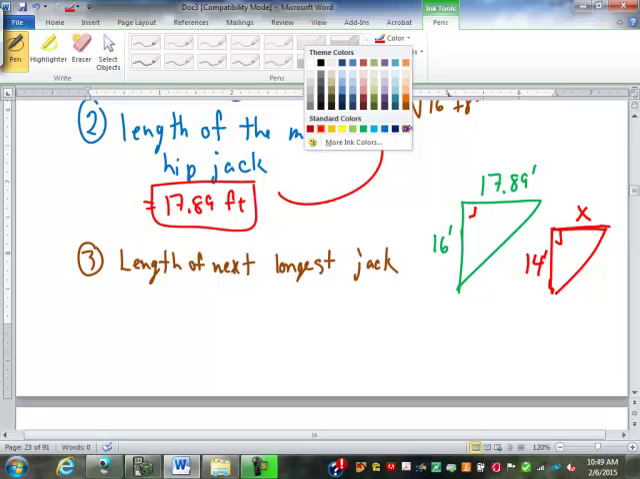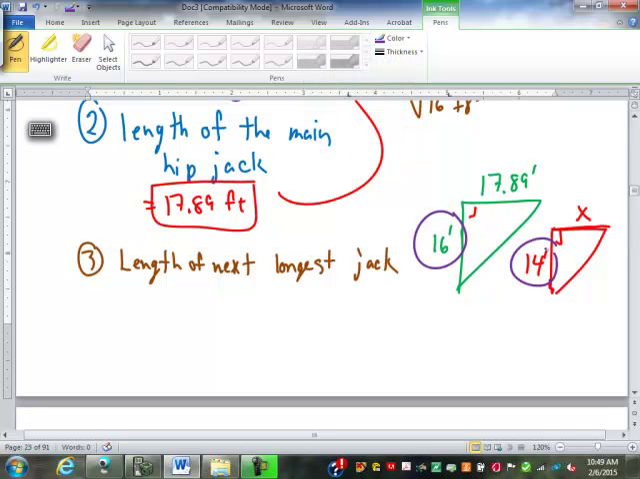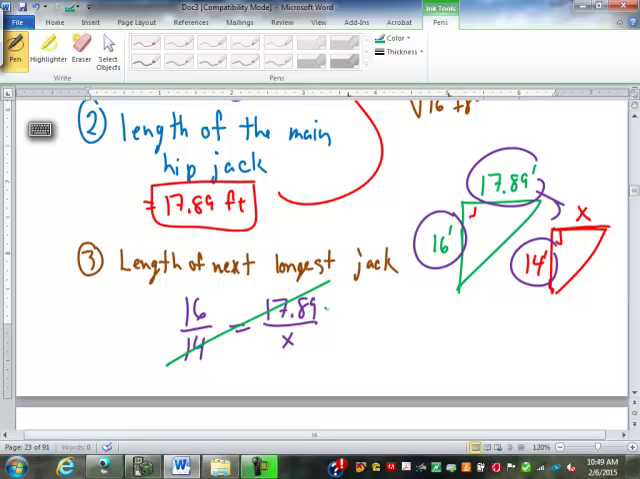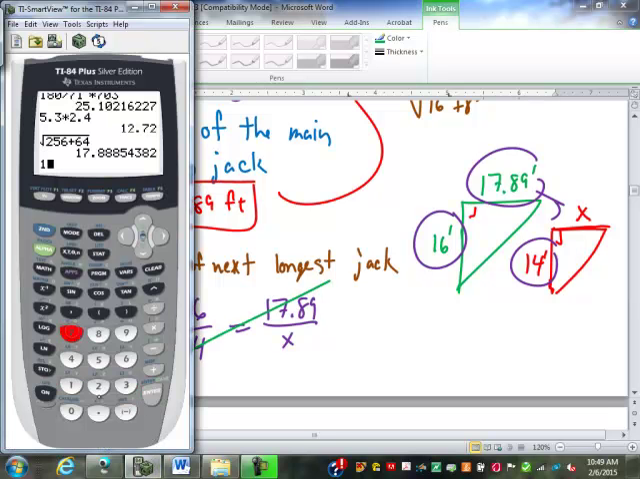So we can now set up a proportion. The 16 goes to the 14 in the same way that the 17.89 goes to x. So now we can cross multiply and divide. 14 times 17.89 divided by 16, and I will pull out the calculator for this one. Gives us 15.65 feet.